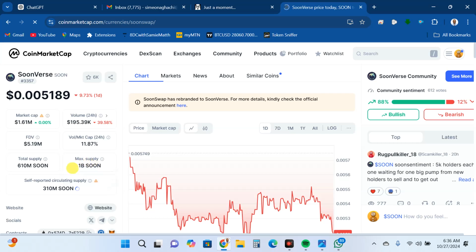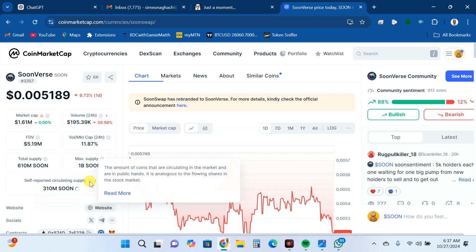This is 1 billion units of Sunverse. This means the max supply that will ever exist. There's nothing that will make them print above 1 billion Sunverse tokens. This is the total supply, 610 million. And this is a self-reported circulating supply. It is actually not verified. When the circulating supply of a token is verified, this place is going to turn blue. But this is not blue because it has not been verified by the CoinMarketCap team.